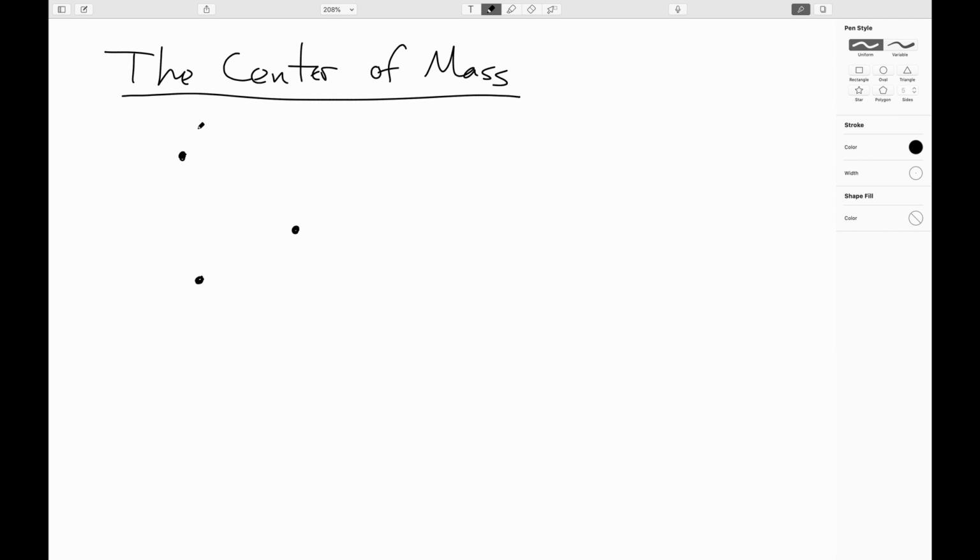So let's say we have three particles. I'm just going to call them A, B, and C. And I will go ahead and put an origin here. So the position of particle A would be RA. The position of particle B would be RB. And the position of particle C would be RC.